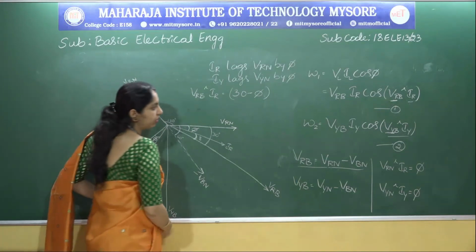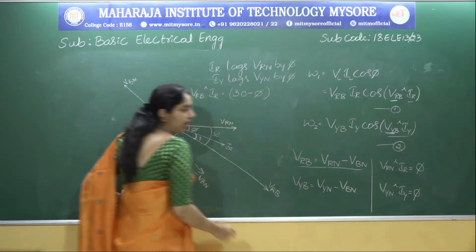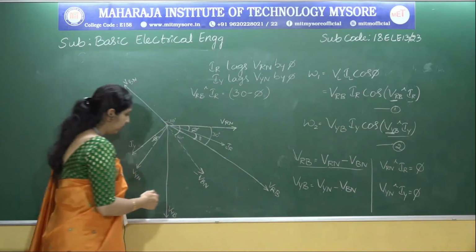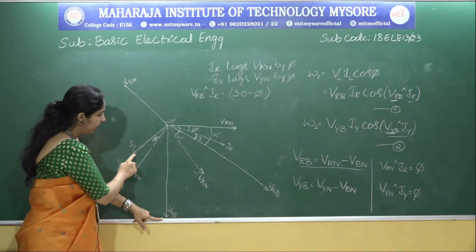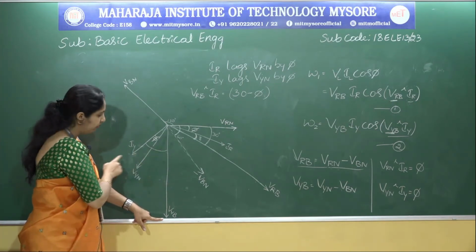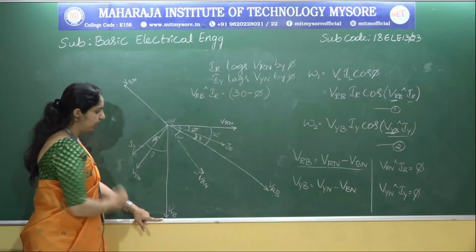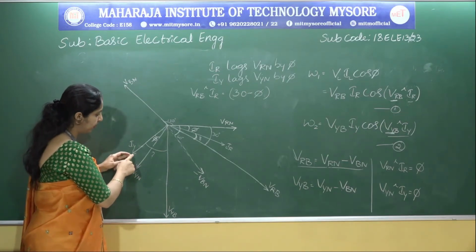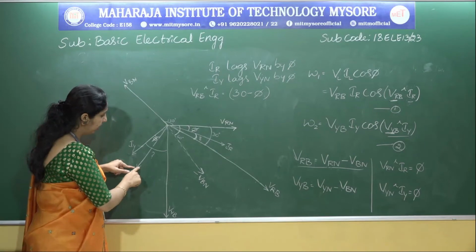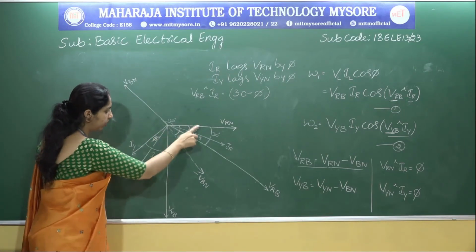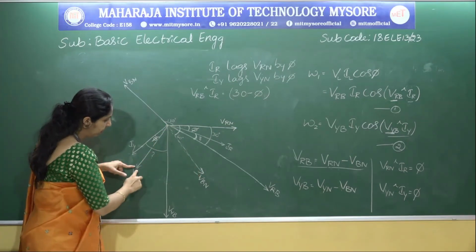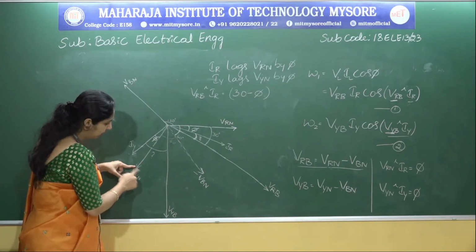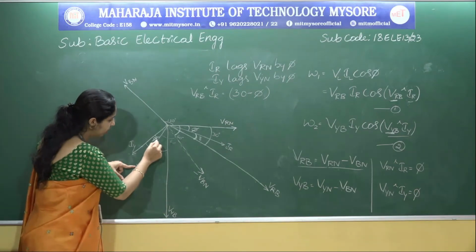Now we need to find out the angle difference between VYB and IY. Where is VYB? We have VYB over here and IY is here. So we need to find the angle difference between IY and VYB. Let's go back to the previous similar discussion. What is the angle difference between VYN and VRN, which is again 120 degree. And the angle difference between VYN and minus VBN is again 60 degree. And what is the angle difference between VYN and VYB, which is 30 degree.